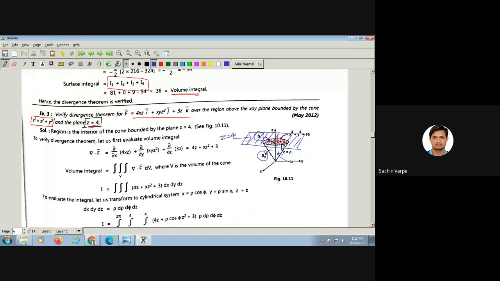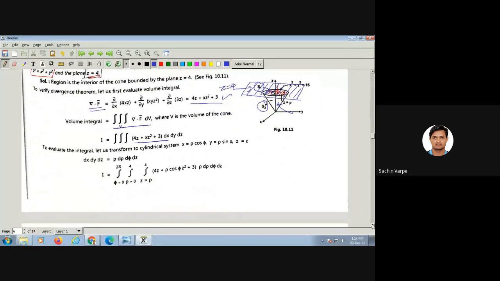Okay, so we have to get n cap and area element according to these surfaces. So first of all, we evaluate the right hand side of this divergence theorem. It is triple integration of del dot f bar dv. Del dot f bar calculate किया मैंने. That is 4z plus xz square plus 3. I have substituted that into this, and now to get the limits of xyz over the cone, we all know that cylindrical polar coordinate system.